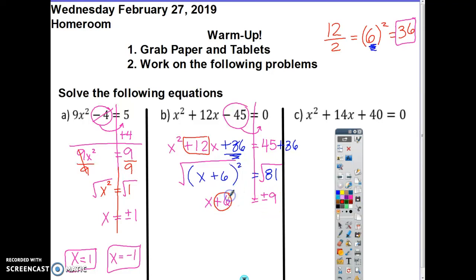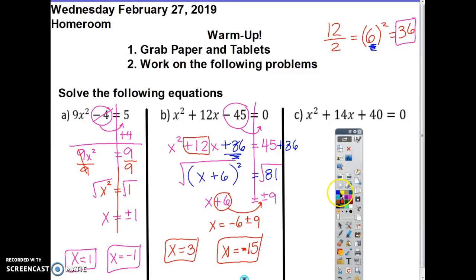Move the 6 over, change the sign. Now you have x equals negative 6 plus or minus 9. That's going to give you two answers. One you're adding, negative 6 plus 9, and one you're subtracting, negative 6 minus 9. So what's negative 6 plus 9? Positive 3. That's one of the solutions. What's negative 6 minus 9? Negative 15 is the other solution.